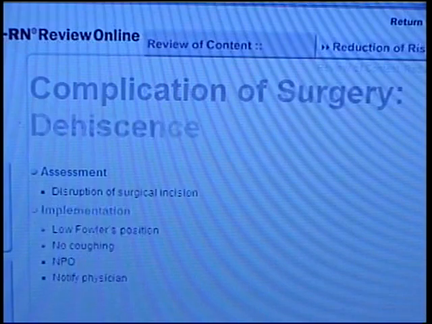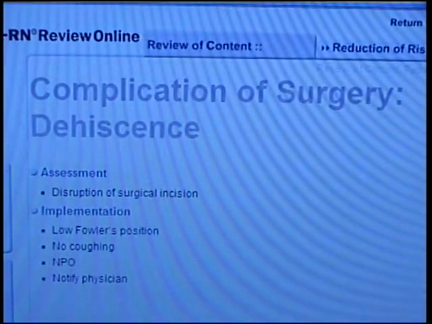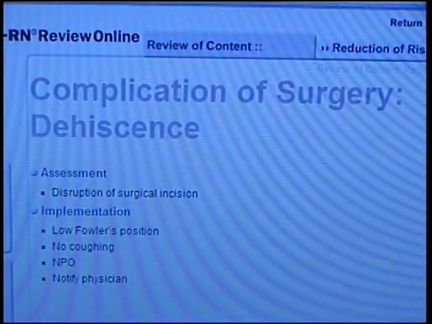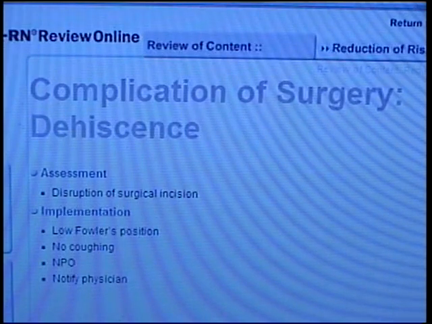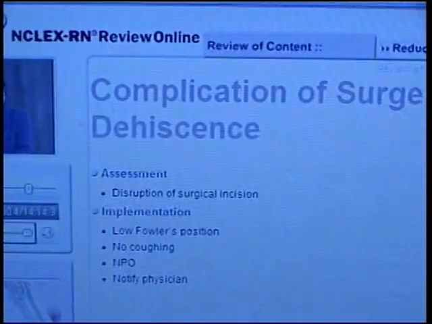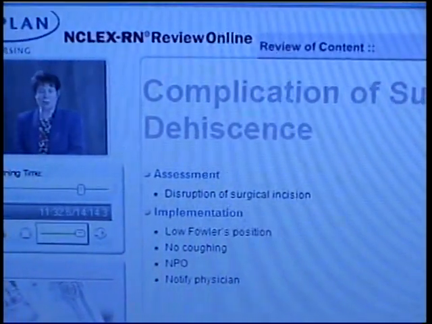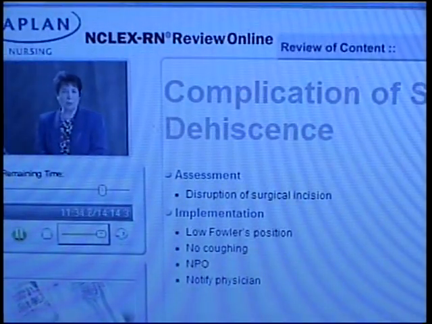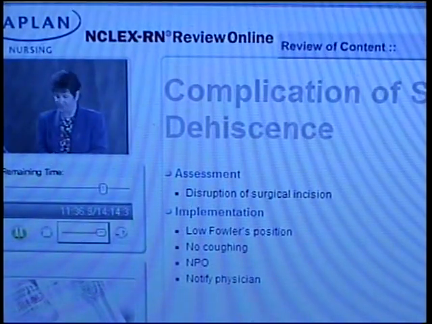Another complication is dehiscence, and you'll remember that dehiscence is disruption of the surgical incision. What you do if the patient experiences this is you will put them in low Fowler's position, no coughing is allowed, the patient is instantly NPO, and you will notify the physician.